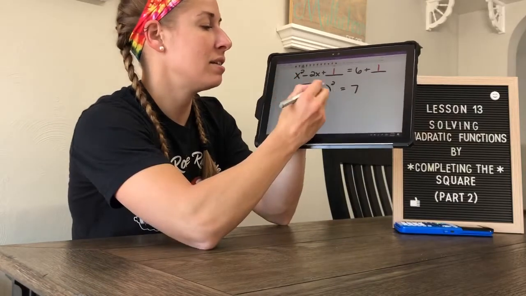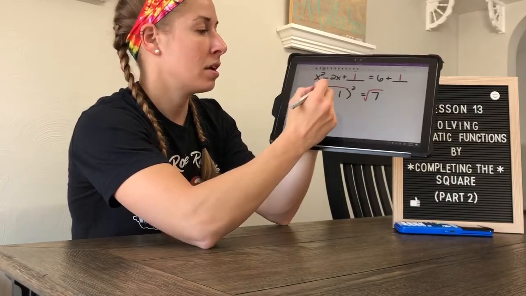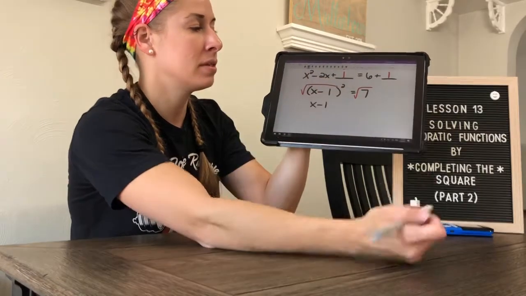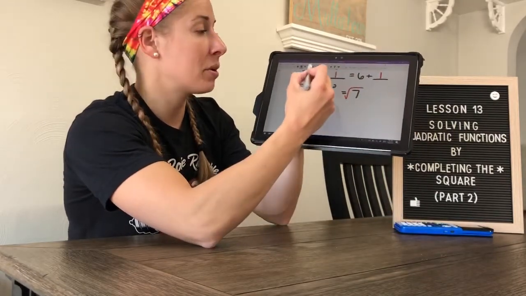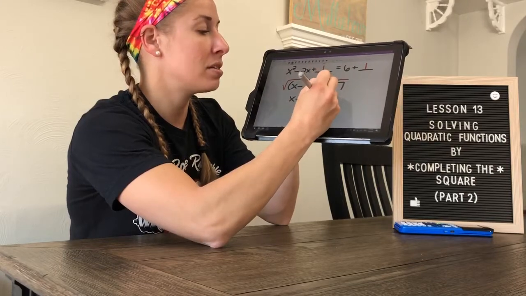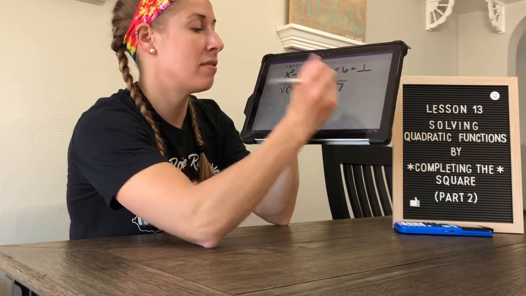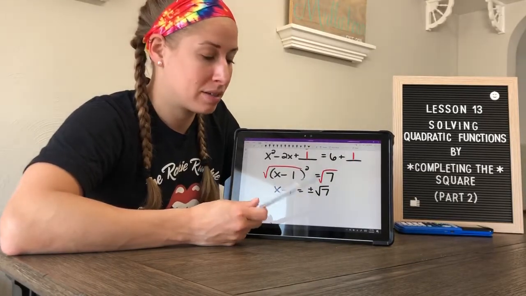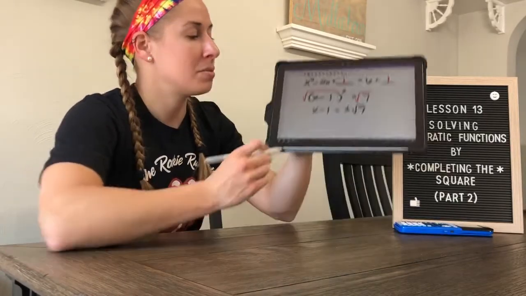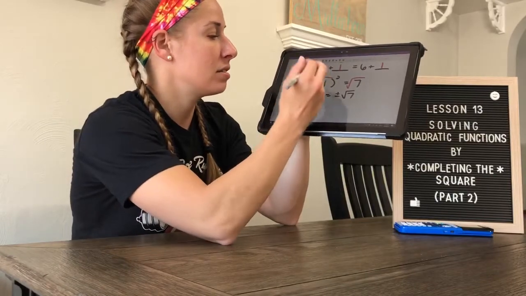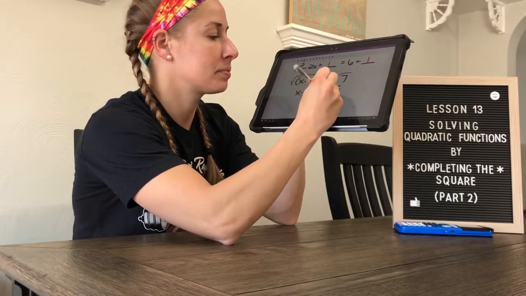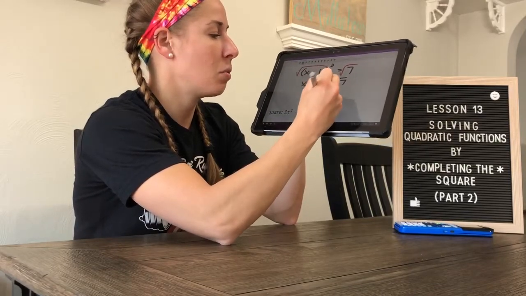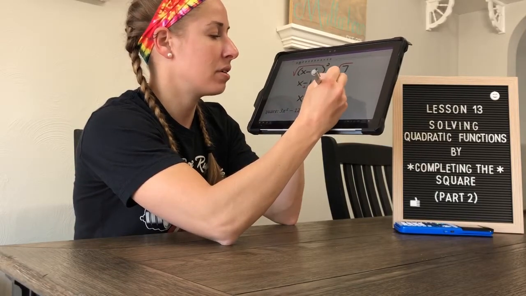Square root both sides. Here the square and the square root cancel each other out, so we have x minus 1. We're taking the square root of a number, so we get plus or minus the square root of 7. Square root of 7, does that simplify? No. So now we just need to move the 1 to the other side. So add 1 to both sides. And then we get x equals 1 plus or minus the square root of 7.